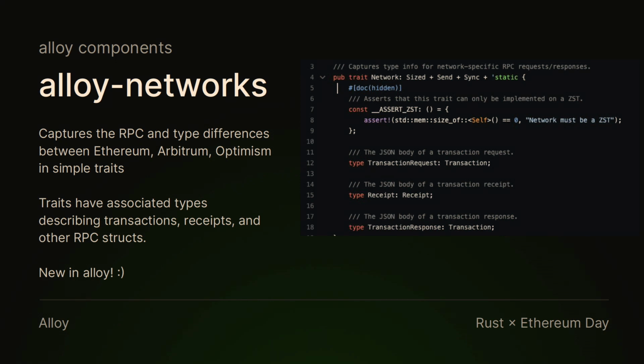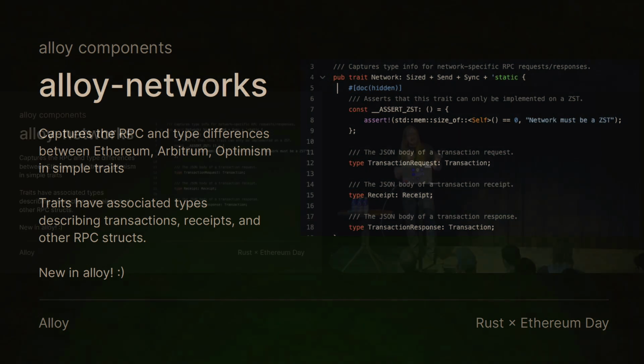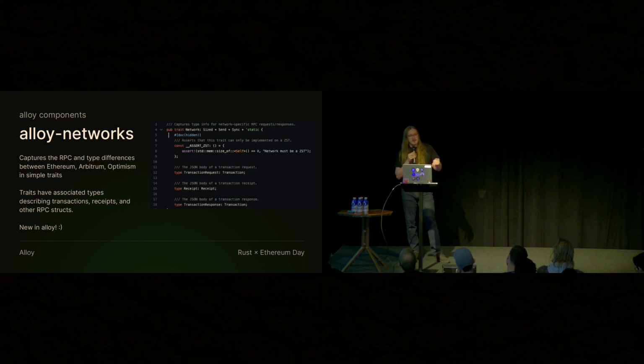So new in Alloy is the network abstraction. A network describes the types of the JSON RPC. So the Optimism network type is free at runtime, but it includes the type information for the Optimism RPC. It tells you what Optimism says a transaction is, or Optimism says a receipt is.